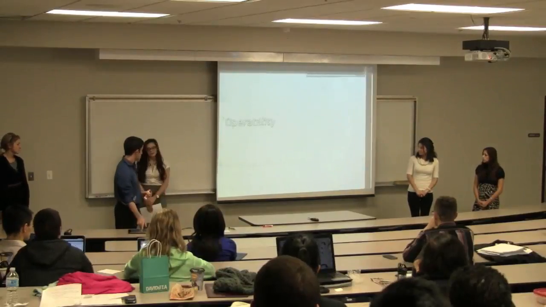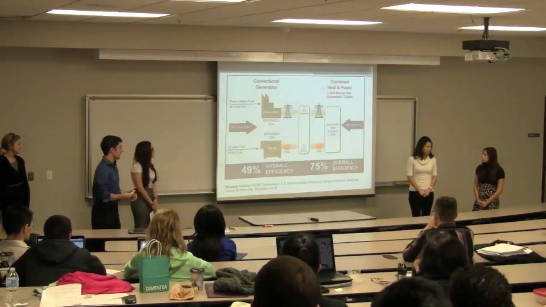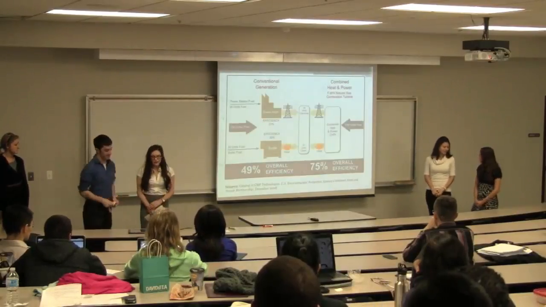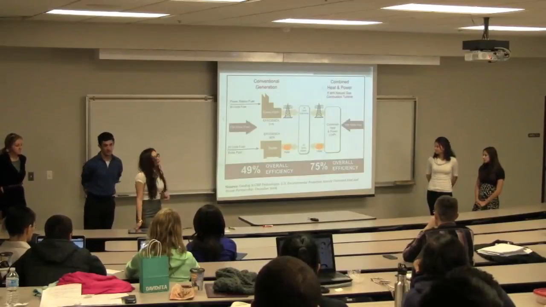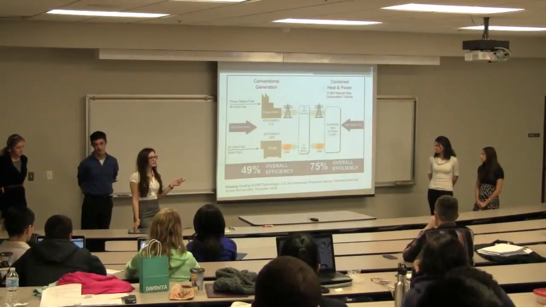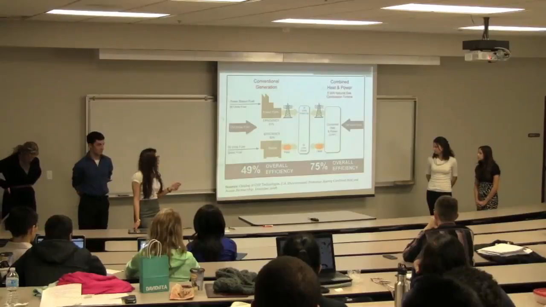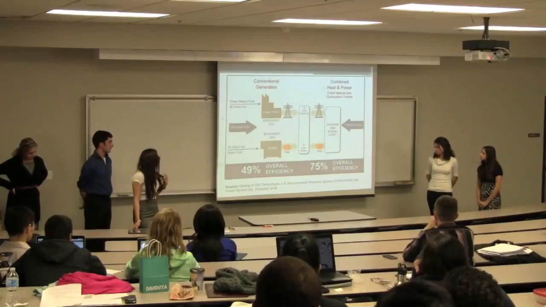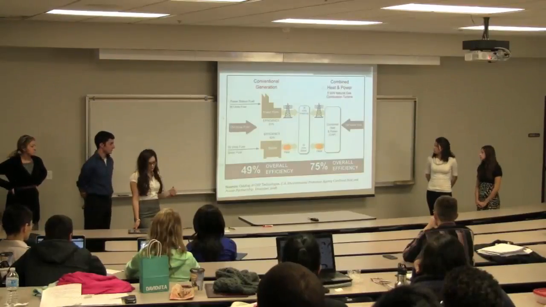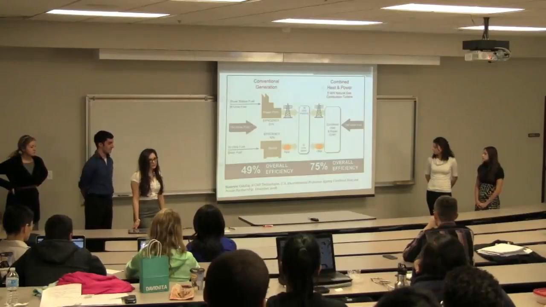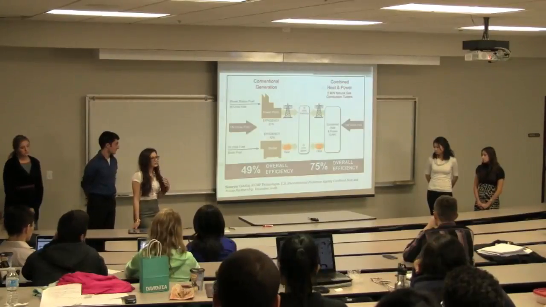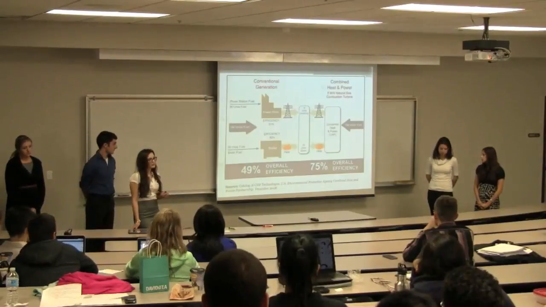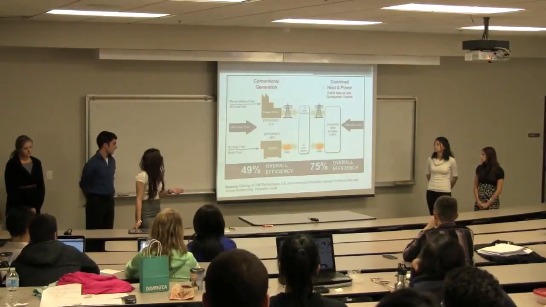Okay, so for the operability section, I'm going to be talking about efficiency and flexibility. This is just an image that compares the efficiency for separate generation of steam and electricity versus cogeneration, and you can see that the overall efficiency is much higher when we cogenerate as opposed to doing it separately. Basically, CHP systems, which is combined heat and power, utilize less fuel to get the same results, so this results in lower costs and lower emissions.